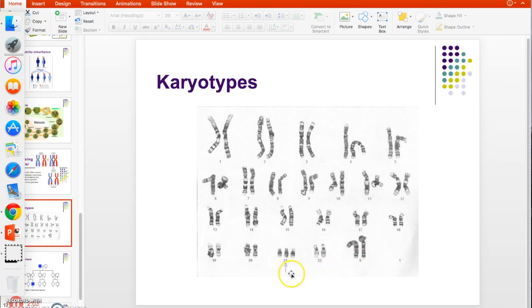We also see an arrow pointing to number 21, showing us that here at 21, instead of 2, we have 3 chromosomes, which is called a trisomy. We would call this trisomy 21 or Down syndrome.